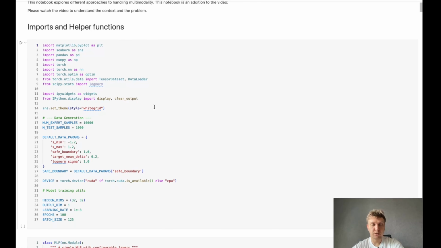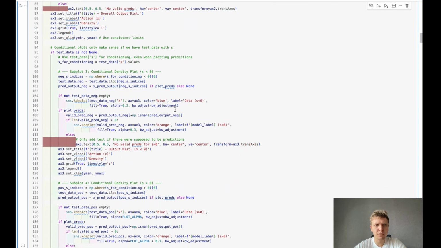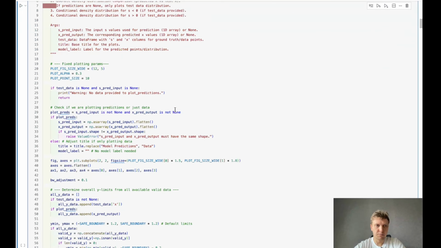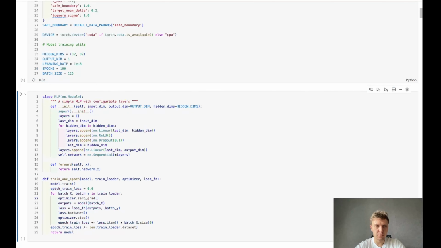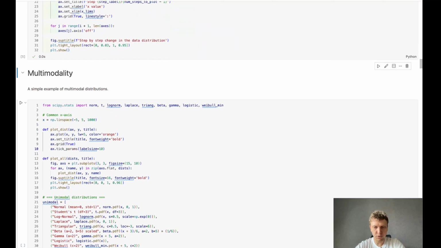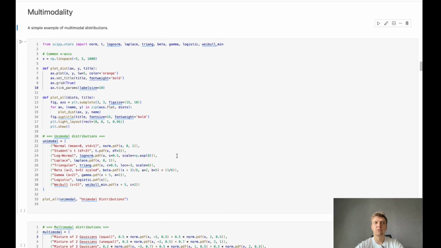This notebook starts with a lot of imports and helper functions. I will not talk about them because they're mostly here for illustration purposes. They generate some nice pictures later in the notebook. So just run them, but we'll skip them. And so let's start with the definitions. Let's talk about multimodality and what it is.